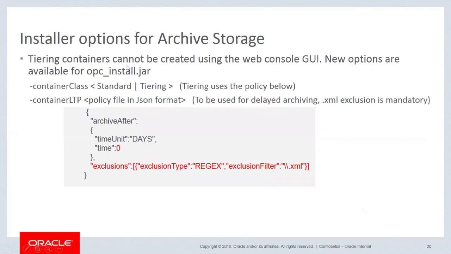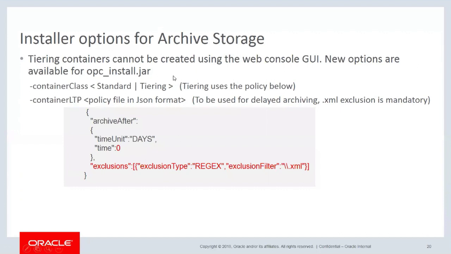So how do you create those tiering containers that I mentioned? Remember, we don't support archive containers. So don't go to the web console to create a container if you want to use archive, because using the web console in object storage, you can only create standard or archive containers. If it's standard, that's fine. But if you want to use archive storage, don't create that archive container because we don't support it with ARM. Okay. So you have to create a tiering container.